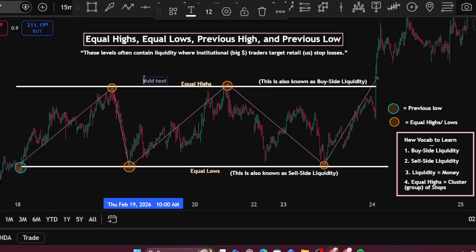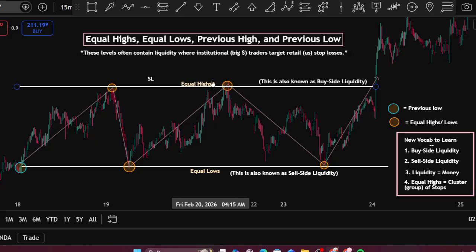Okay, so usually their stop losses, when you see SL, that equals stop loss, they will put their stop loss right in this area. And around this area, this is also called the buy side liquidity. That's just a little vocabulary that you do need to learn. I also have this vocabulary box down here.